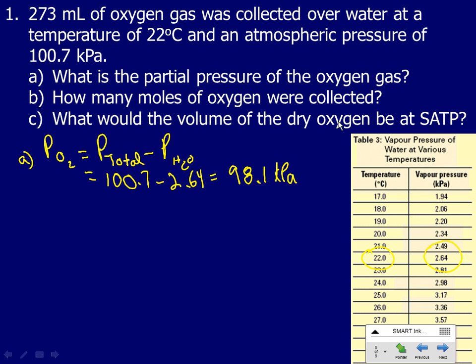How many moles of oxygen were collected? Well, if we want moles, what equation do we have to use? What gas equation do we have that has moles in it? Think about Friday. Yep. Very good. PV equals nRT.